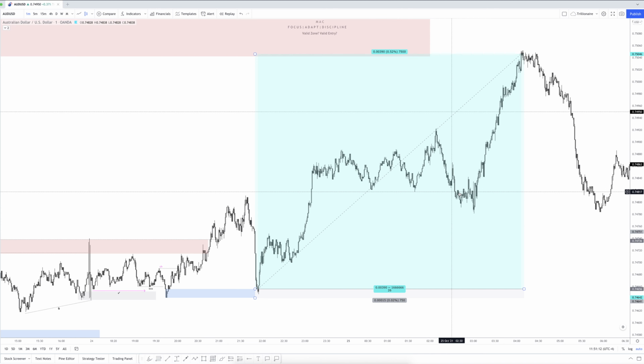So all of this area here was London session, all right, where we basically just consolidated. And then towards the end of the trade itself, it was around 4 a.m. right here, 4:06 a.m. So last night was a very long night for me, but 26%, it was worth it.